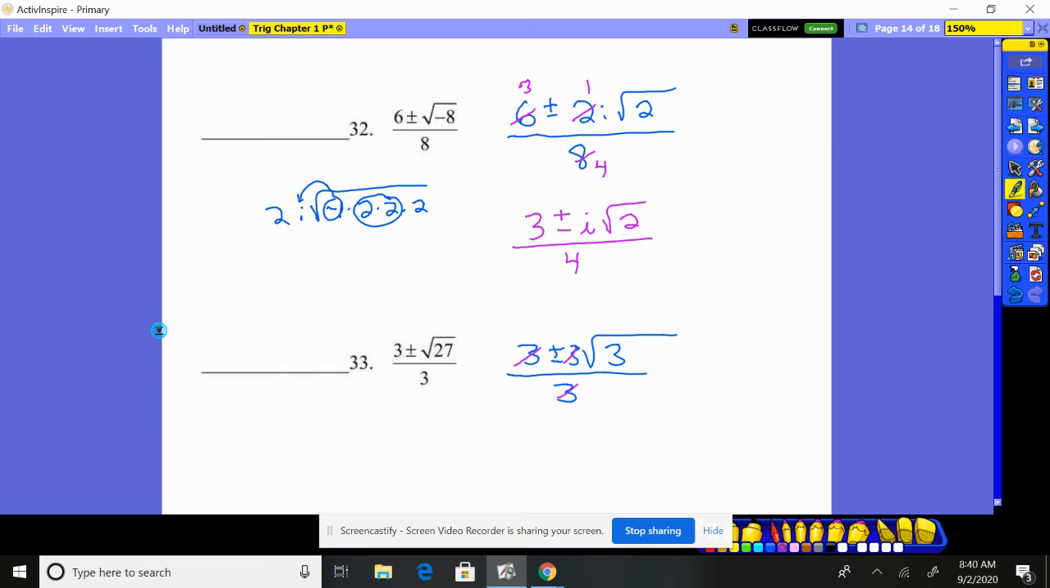That one, and that one. What can they all be divided by? By 3. So it becomes 1 plus or minus 1 root 3, which is just root 3, all divided by 1, but anything divided by 1 is itself. So there's our final answer for 33. 1 plus or minus the root 3.